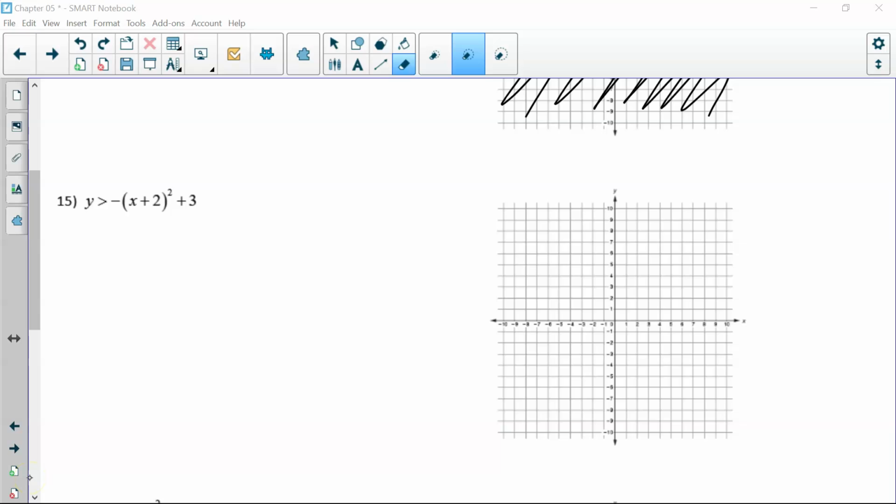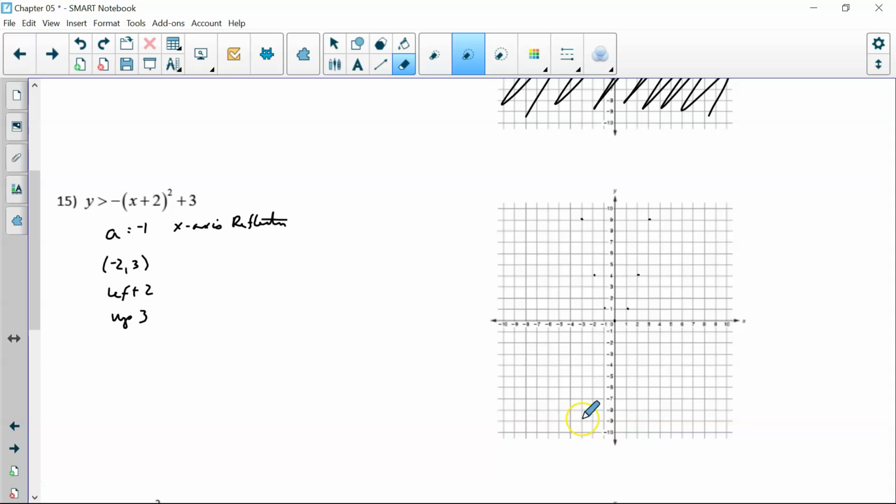Okay, let's look at problem number 15 now, please. For number 15, A is -1. So that means there's an x-axis reflection. And the vertex is at -2, 3. So that means we're going to the left 2 and up 3. So our anchor points are here. Now our x-axis reflection, we multiplied the outputs by -1.